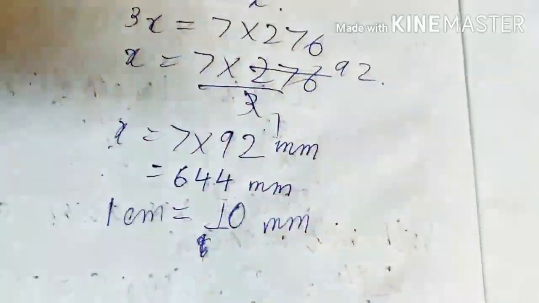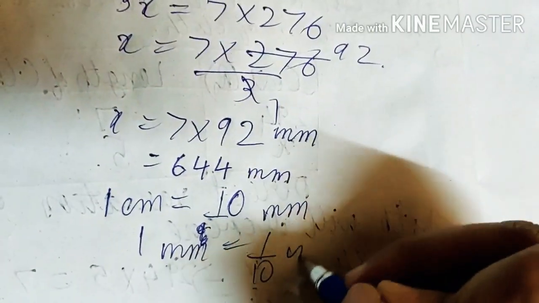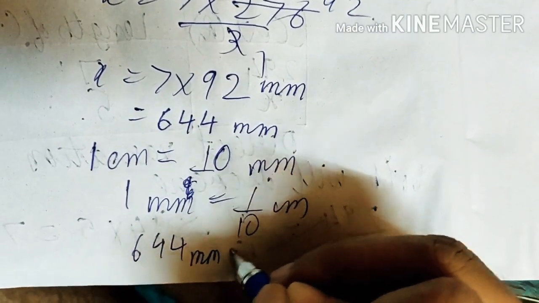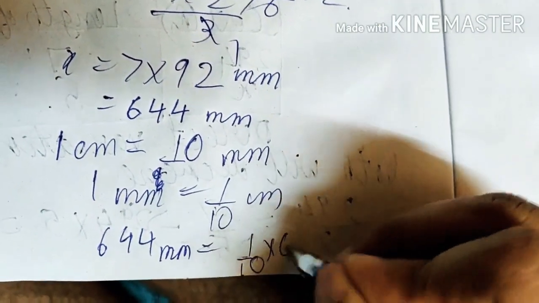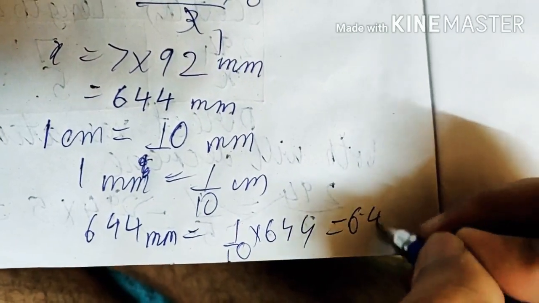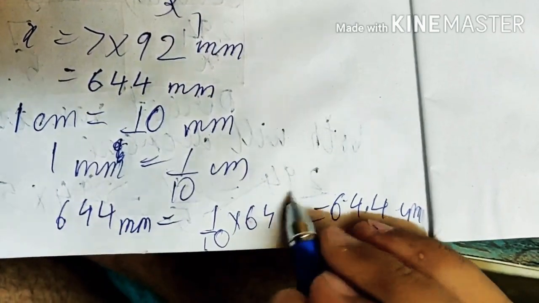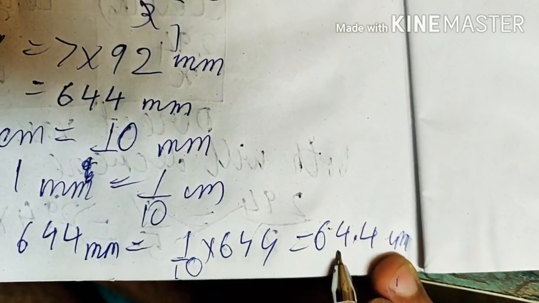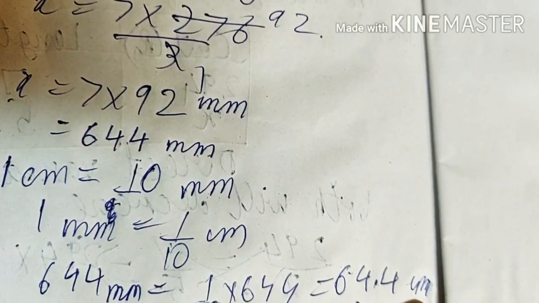Okay, it means 1 millimeter was 1 by 10 centimeter. So 644 millimeter is equal to 1 by 10 into 644, that is 64.4 centimeter. Look, we can imply a decimal here from one position, as it was divided by 10. So the answer is 64.4 centimeters of rain will fall in 7 days.